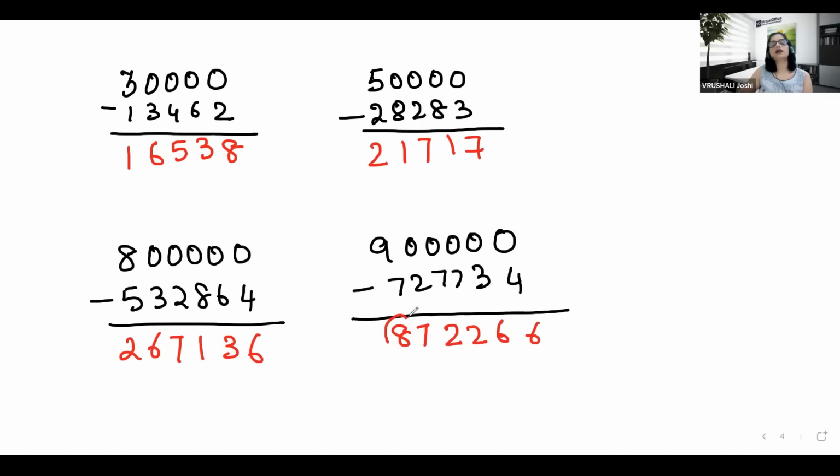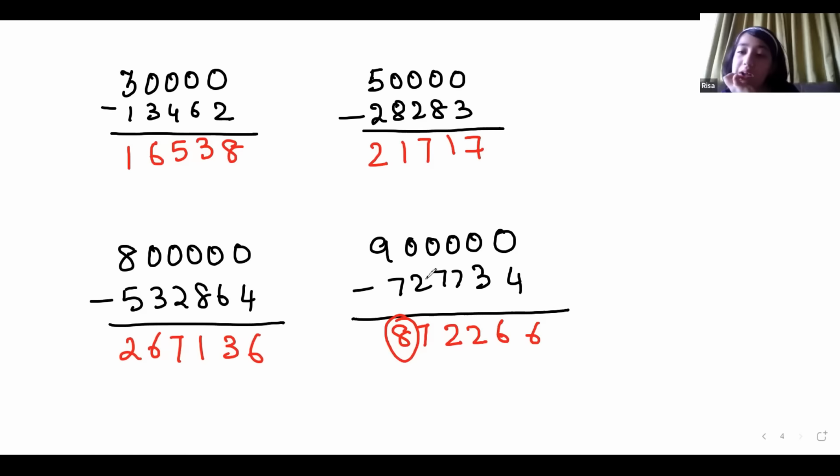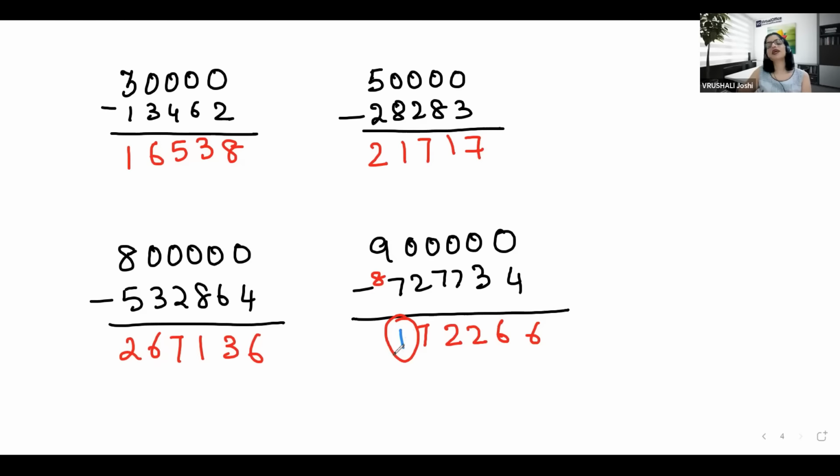872266. How did you get 8 here, my dear? You have to subtract 8. Yes, it will come 1. This is 1, because 9 minus 8, you wrote an 8 here. It has to be 9 minus 8. No, that's okay. You understood where you went wrong? Okay, next time you take care of it.